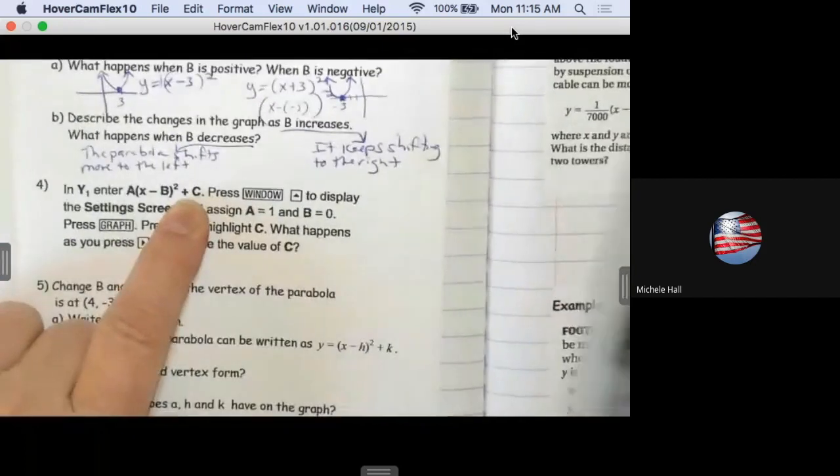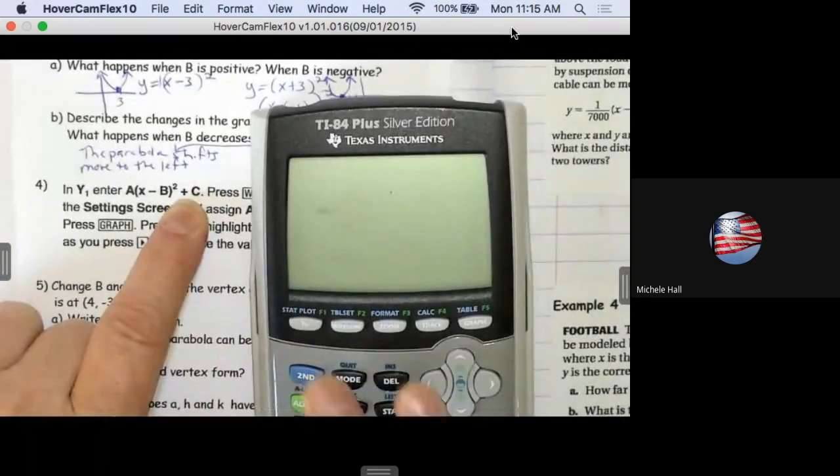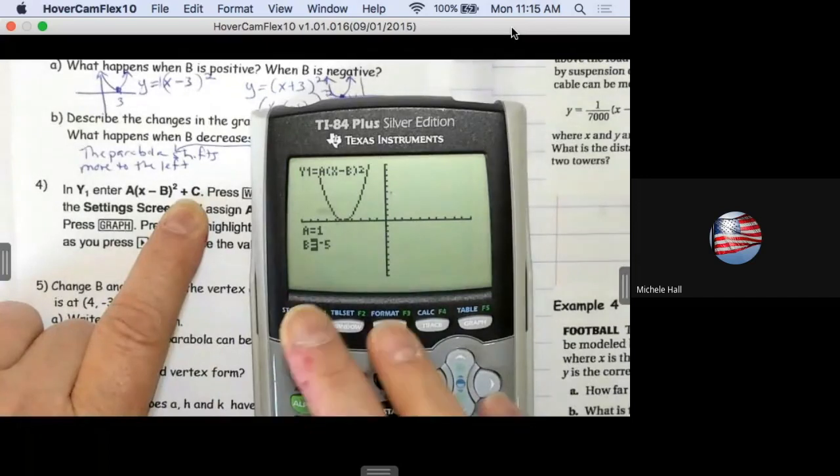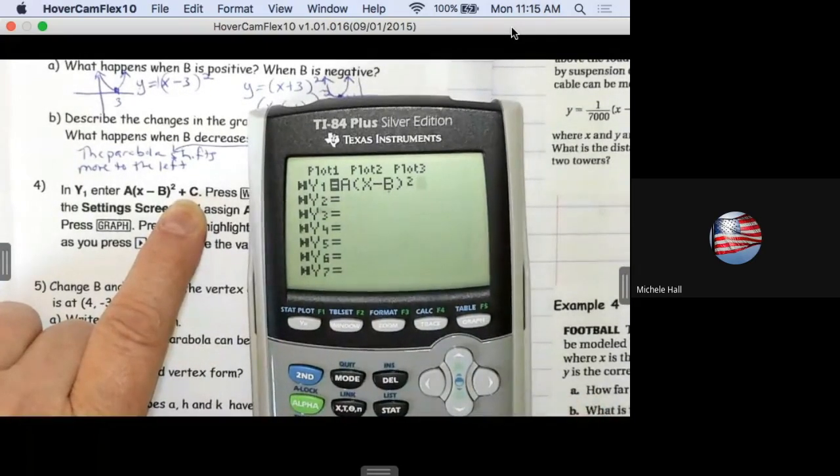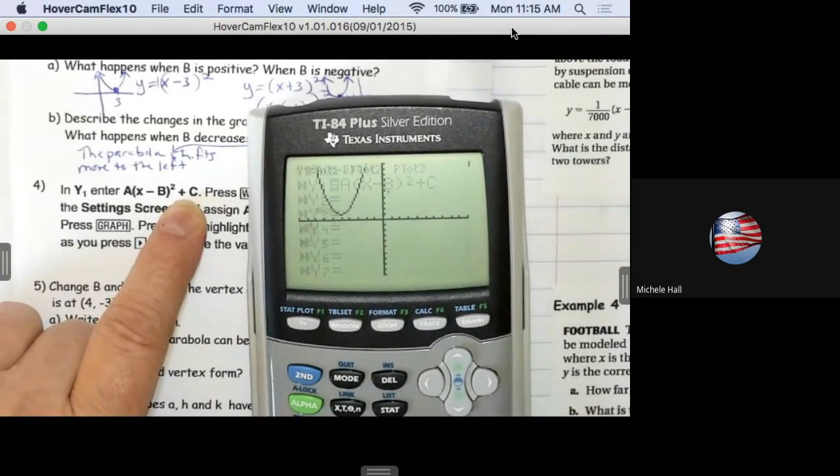Now, what happens when we go back into y equals and we add plus c? Go back to y equals, and scroll over with your arrow key, and let's put plus c. How is c going to affect the graph? So I want to reset my other ones. I want everything reset. A is 1. So squared. B is going to be, I'm going to let B equal 1 as well.